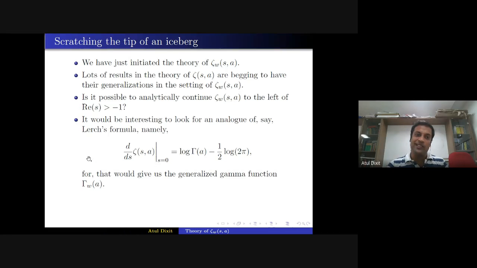We encountered psi sub w of a, but not the generalized gamma function, gamma sub w of a. Perhaps one way would be to try to obtain a generalization of Lerch's result, where one starts with the Hurwitz zeta function, differentiates it, puts s equal to 0, and then gets gamma. So in this case, we would replace it by zeta sub w. My student Rahul already has some results in this regard. However, we did not put it in this paper. We got it after this was submitted.